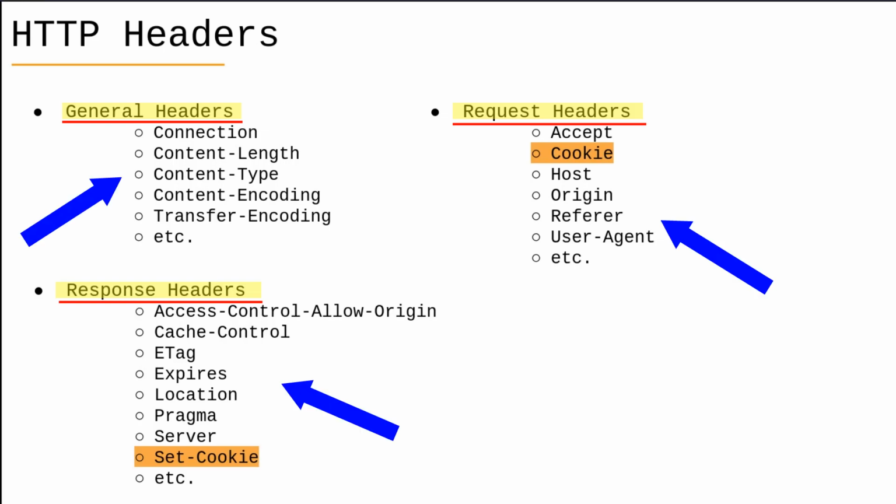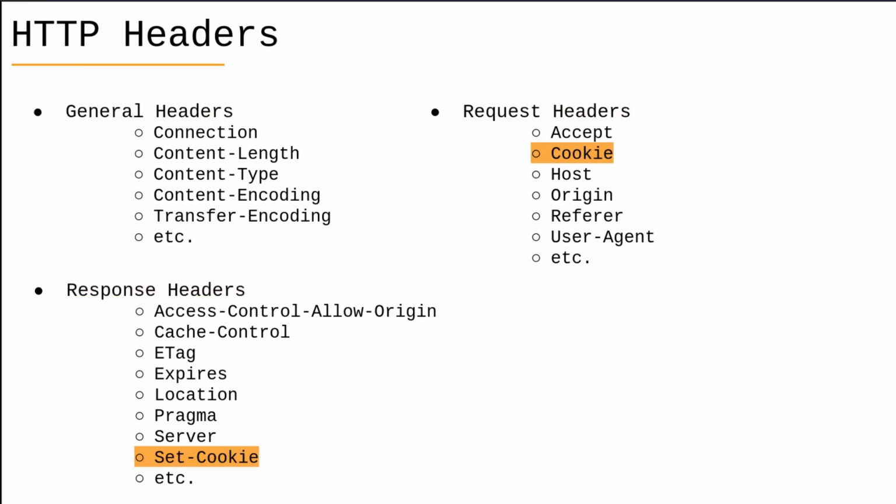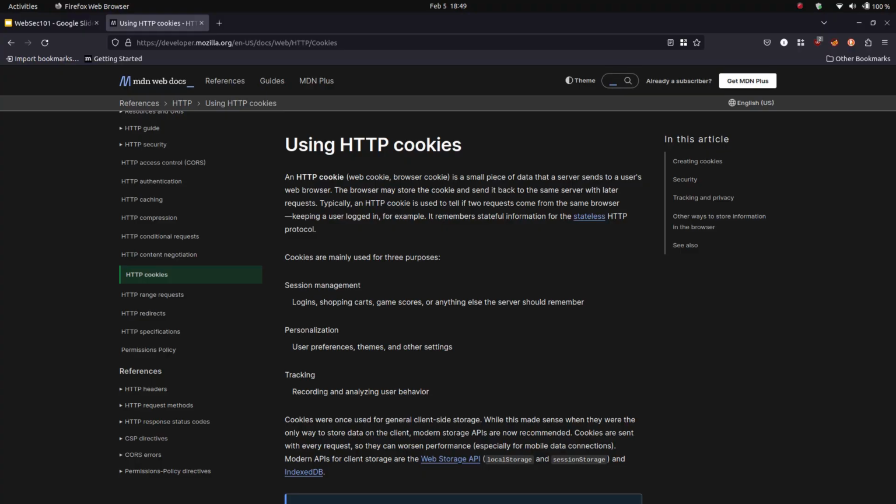These are some of the headers that we will frequently encounter while attacking the web application. Here I will talk specifically about the cookie header, which is the most important of all, and we will learn about others along the way when we encounter them while studying different types of web attacks. So cookies are one of the most important parts of a web application.